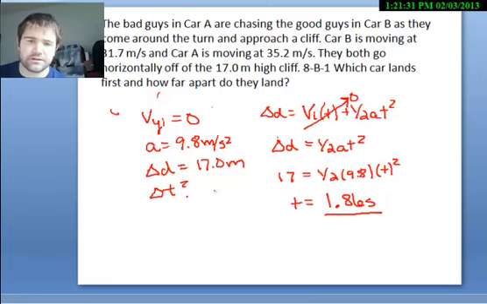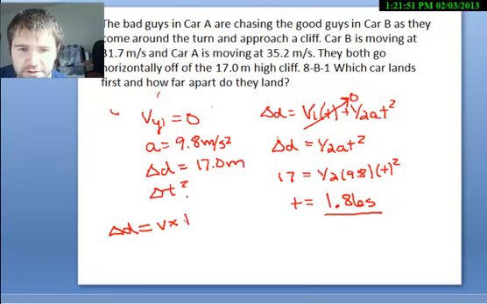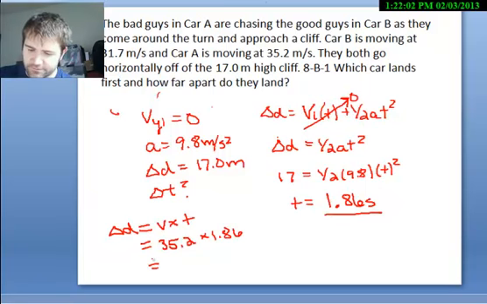So now that we know how long it's in the air, we can figure out how far it goes horizontally. We know that for car A it's moving 35.2 meters per second. So change in distance when you have a constant horizontal velocity, because remember, it's only accelerating in the vertical direction, not in the horizontal direction, equals velocity, if it's constant, times change in time. So it's going to equal 35.2 times 1.86 seconds, which equals 65.5 meters.